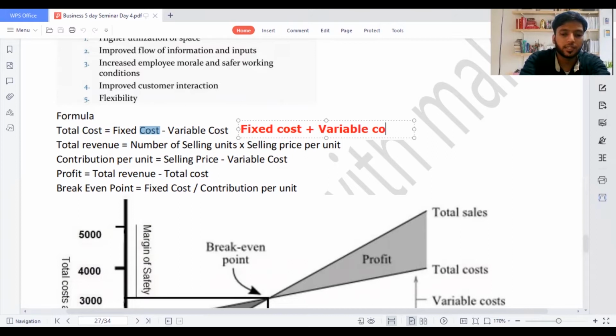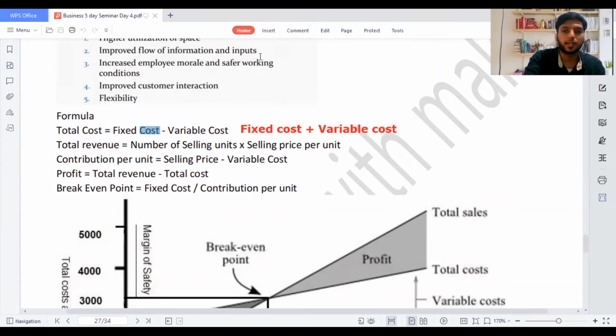Variable cost changes with the volume. For example, direct raw material, direct labor, and direct other expenses come under variable cost. Fixed cost does not change whether you produce or not. Rent can be a good fixed cost because whether you produce or not, you need to pay rent. That's why we say fixed cost.